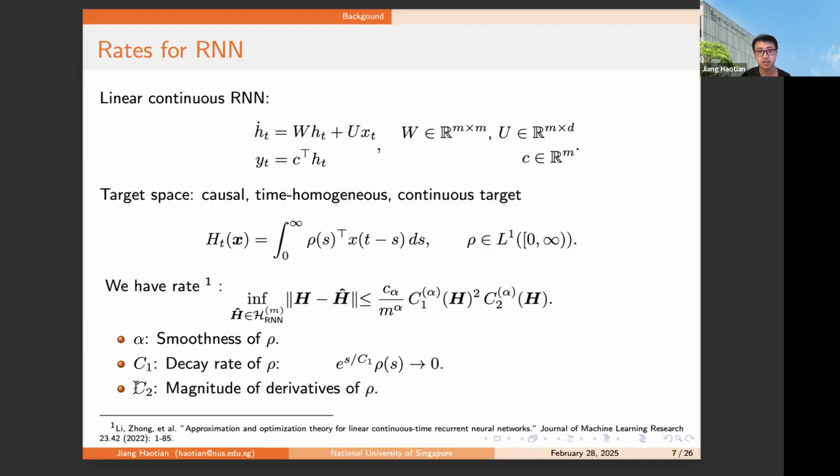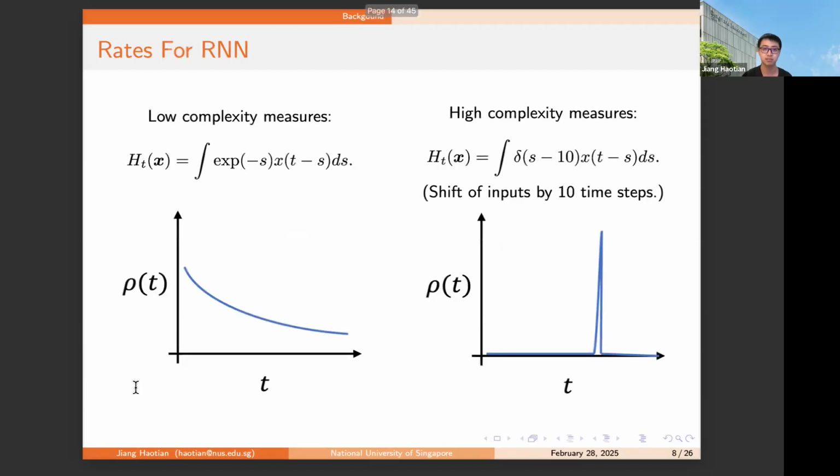This is a bit abstract, so I will give some examples. On the left-hand side is a target with low complexity measure, which is a convolution with an exponentially decaying kernel. This memory function is actually smooth and decays exponentially fast. So RNNs can learn these kinds of targets very efficiently.